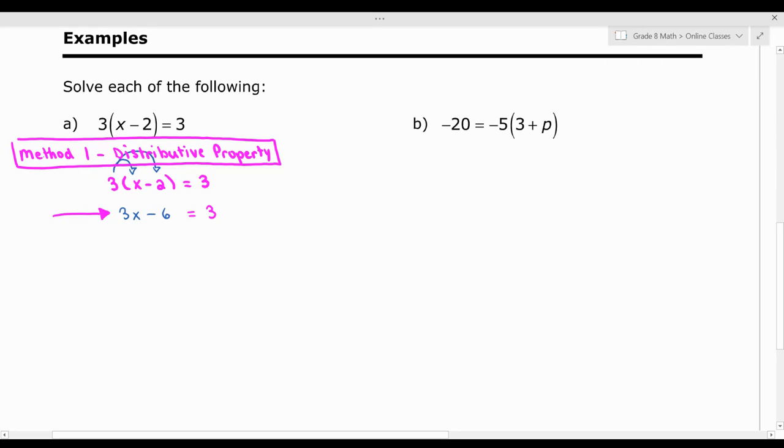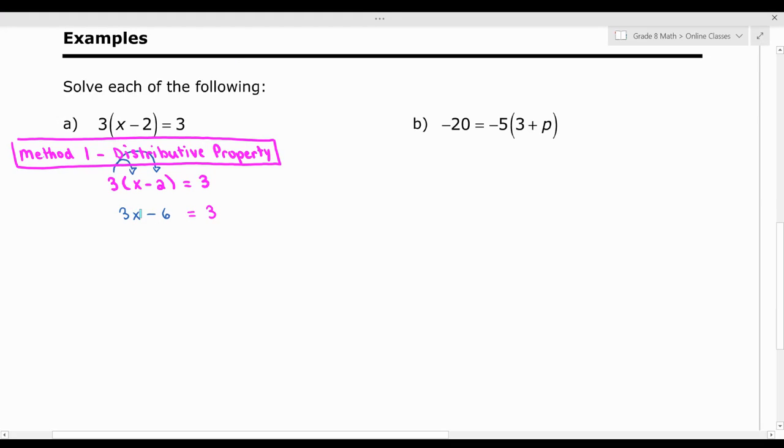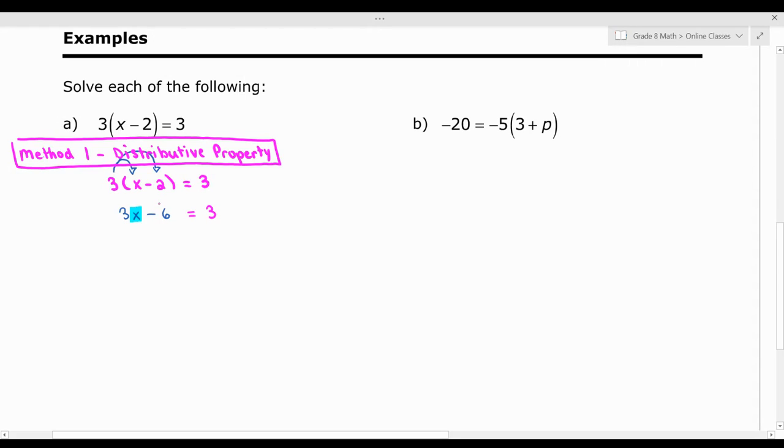So this is the type of question that involves two steps. The first thing I want to do is get the term with the variable by itself. So I'm going to imagine taking that negative 6 and moving it to the right-hand side. I will get 3x is equal to 3. Remember, when you move it, it switches signs. So I'll get 3 plus 6, which means I get 3x is equal to 9.